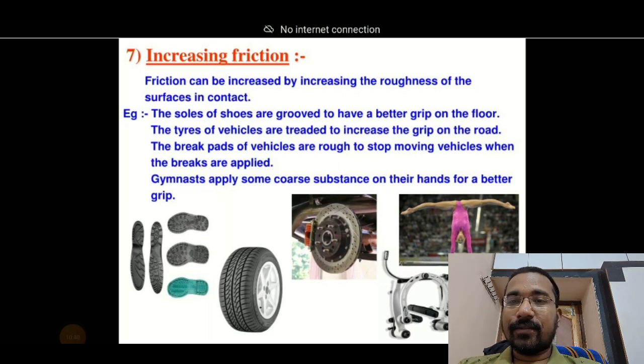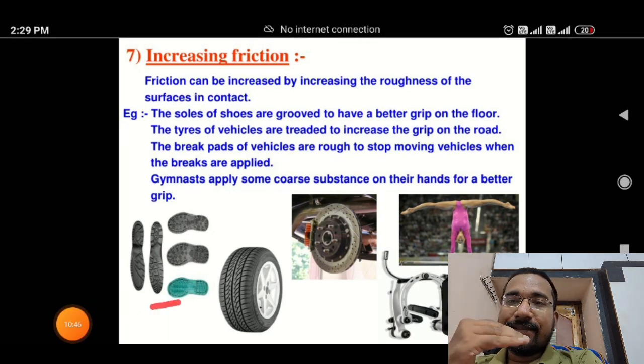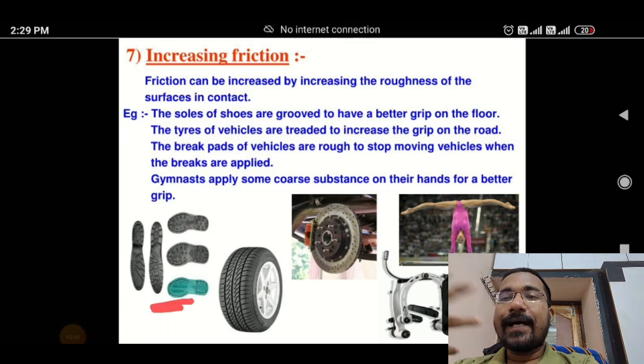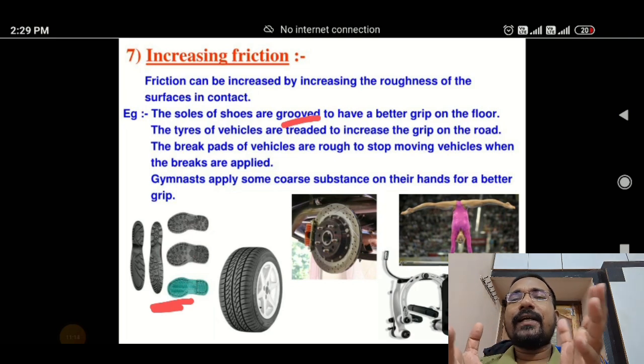Now, increasing friction. Why do we have to increase friction? If friction is less, we will have many chances to fall down. So the shoes have to be grooved. Grooved means, what is grooved? This type of pattern. Your tire also, have you seen why we change the tire after 5 or 6 months, or 1 or 2 years? It depends on use.